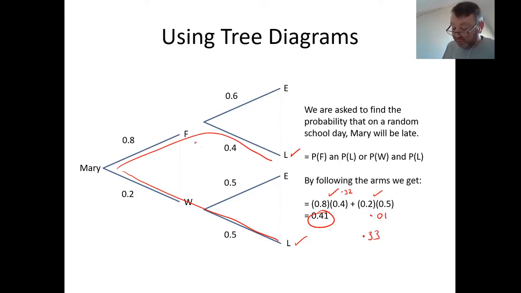That's not correct. So 0.8 by 0.4 is 0.32. 0.2 by 0.5 is 0.1, sorry, 0.1. So that gives me 0.42. Actually, I've got the 2 up there. So 0.32 plus 0.1, 0.42 is the answer to that one. So again, the arms will help you to work that one out.